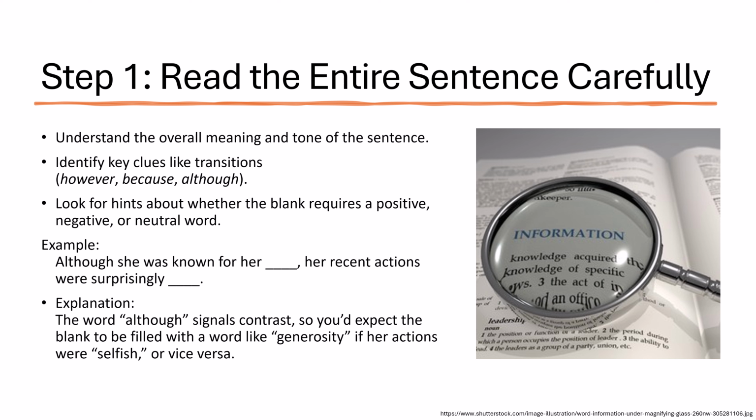Here's an example. Although she was known for her blank, her recent actions were surprisingly blank. The word although signals contrast, so you'd expect the blank to be filled with a word like generosity if her actions were selfish or vice versa.